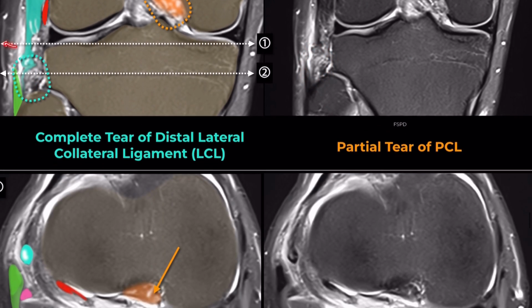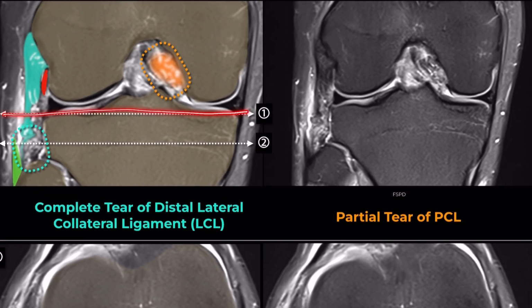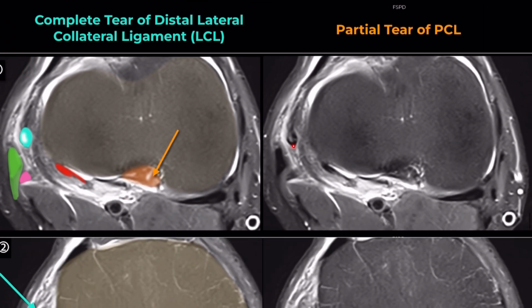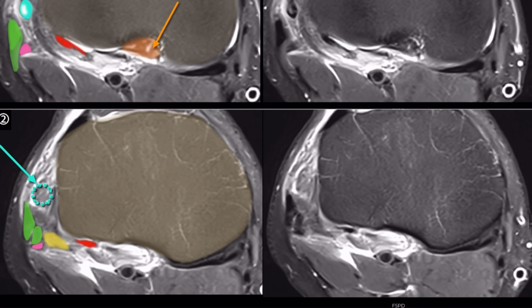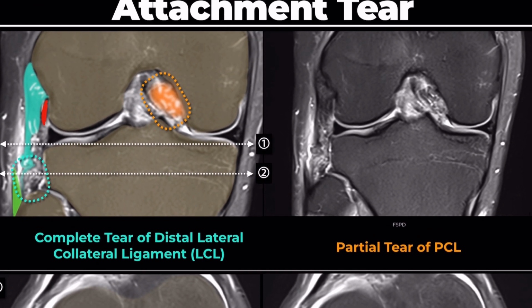For accurately diagnosing LCL injuries, axial images are more reliable than coronal or sagittal images. In this case, just before the tear, there is a slight increase in signal intensity within the LCL, and at the tear site, the LCL is no longer visible. I want to make two important points regarding LCL injuries.